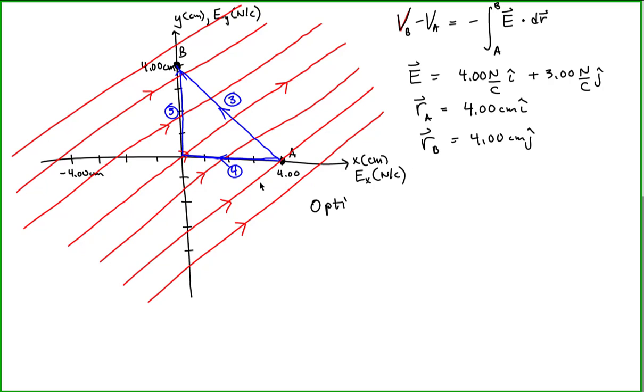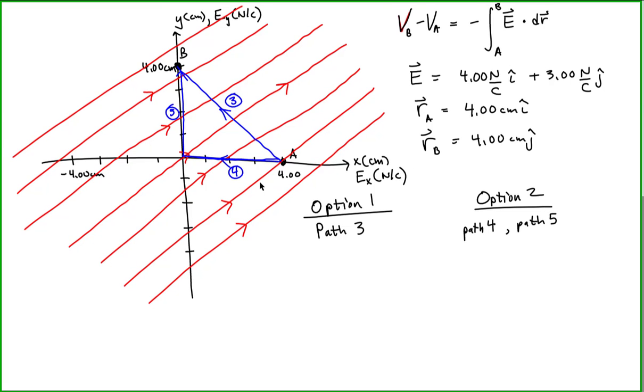So we're going to have two options. Option 1 is go along path 3. Option 2 is to first take path 4, followed by path 5. In order to determine the line integral, we're going to need an expression for the differential.